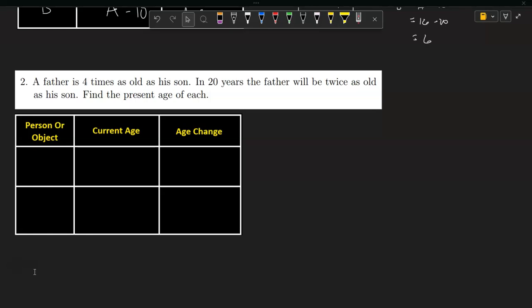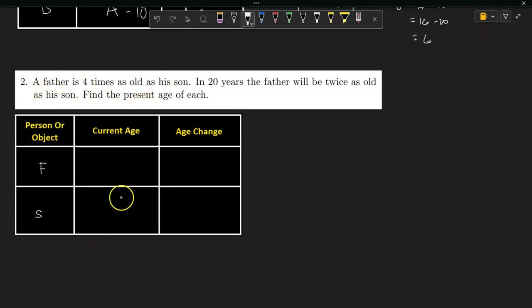Now let's have problem number 2. A father is 4 times as old as his son. In 20 years, the father will be twice as old as his son. Find the present age of each. Again, we are asked to find the present age of the father and the son. So in our problem, the persons involved are the father and the son. What is the current age of the father? It says here, the father is 4 times as old as his son.